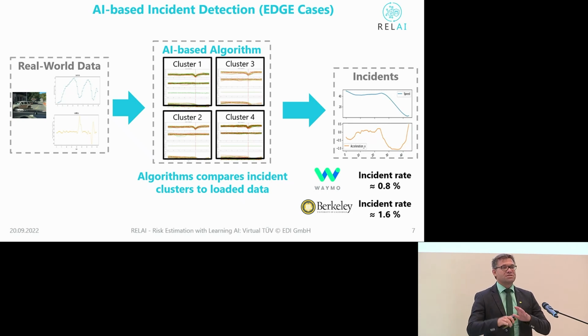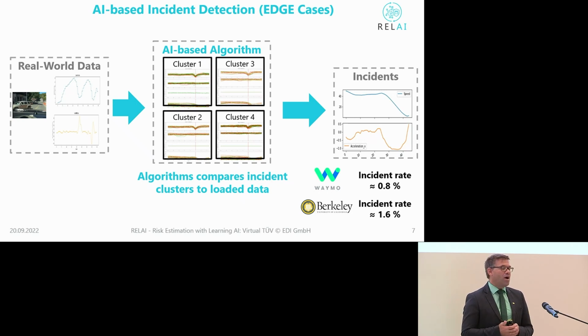In these situations, a lot of traffic situations are included where nothing happens, so no critical incident happens here. And with our algorithm, we filter out the critical ones, and it's around 1% from Waymo and 1.6% from Berkeley, when we are using our algorithm, which we calibrate based on the database that we have from Japan.